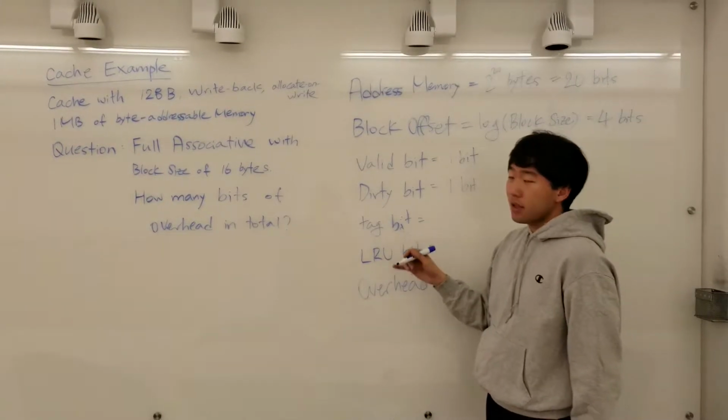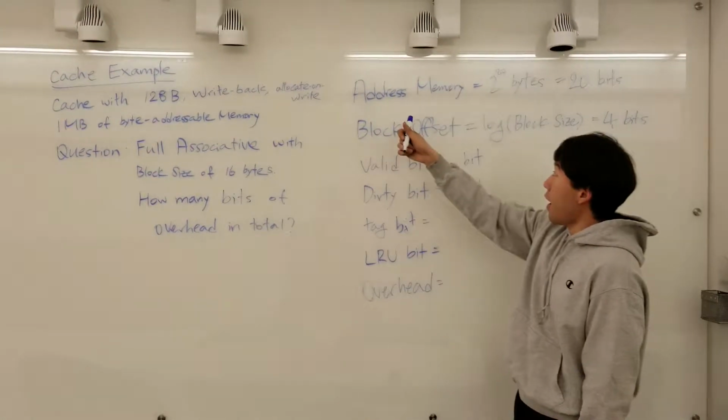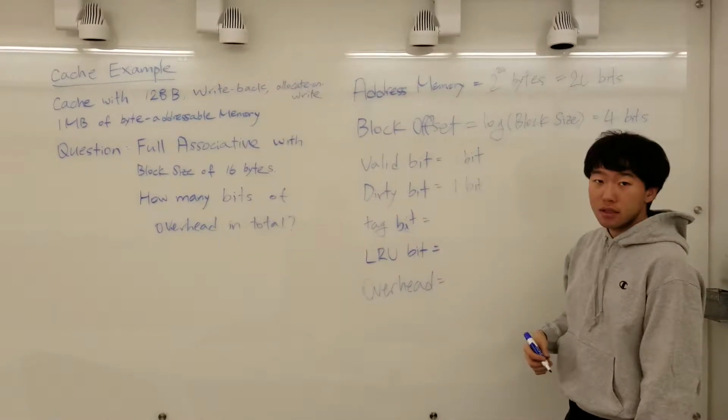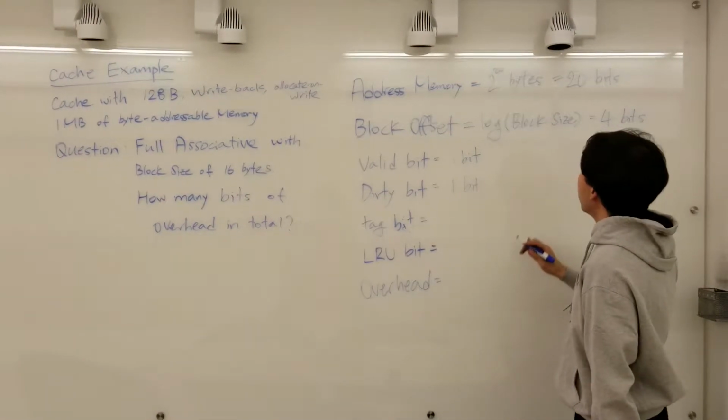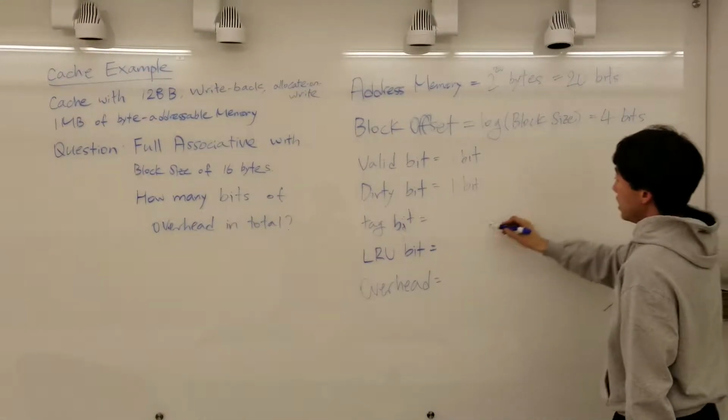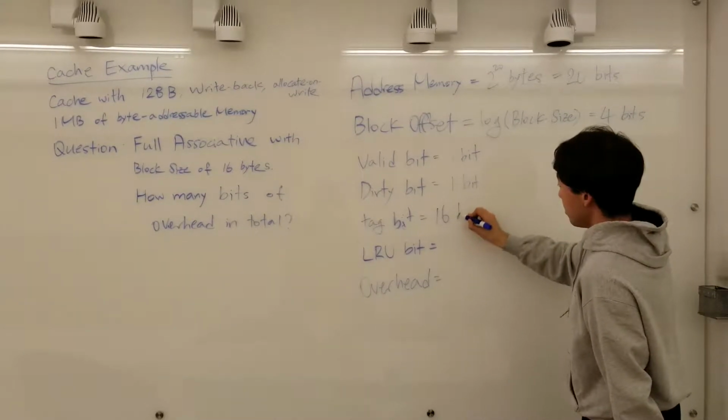And the tag bit is basically the address memory minus the block offset. So it is 20 minus 4, which is 16 in this example.